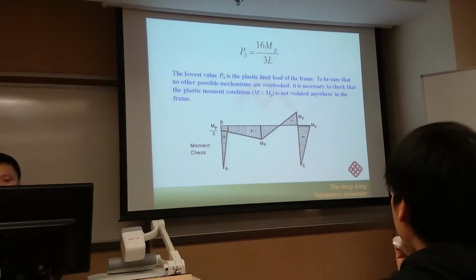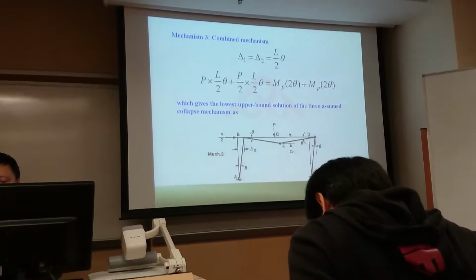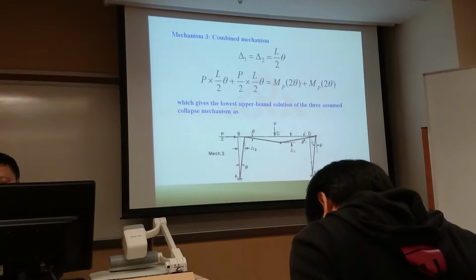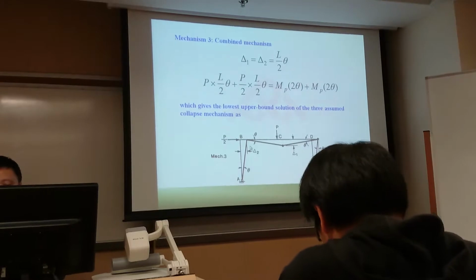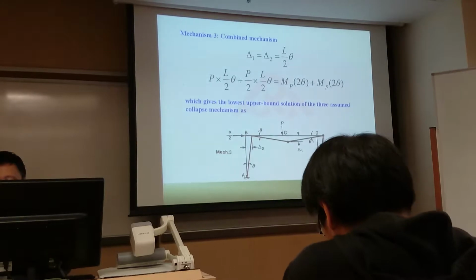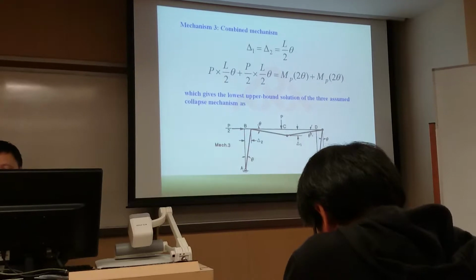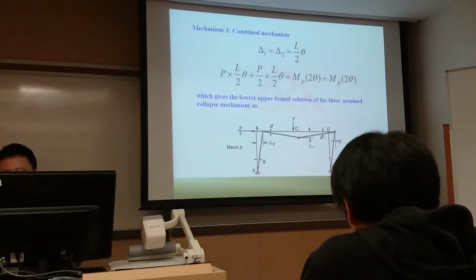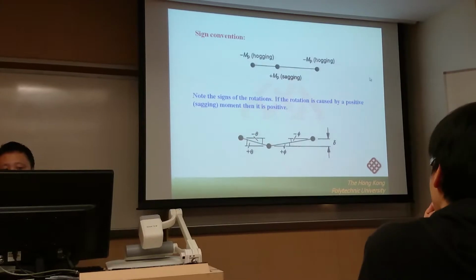When we do the moment check, for the plastic hinge you don't need to worry about the positive and negative sign for the rotation and the moment, because the internal energy must be positive. But for section B, it is not a plastic hinge, so the moment can be either positive or negative. We don't know the direction of the moment. So when we do the moment check, you have to introduce a sign convention. Now I show you the sign convention.